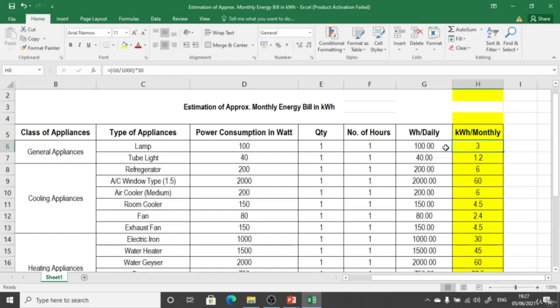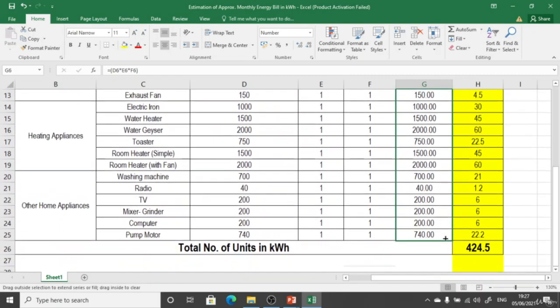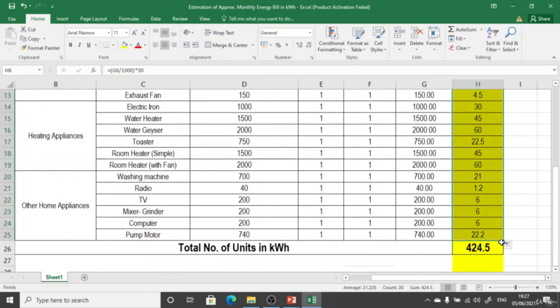It shows that when a lamp is running for 1 hour daily, it consumes 3 kilowatt hour of units on a monthly basis. If we change the working hours to 5 over here, it shows 500 watt hour daily, and monthly it will consume 15 units. Once we have taken these values, simply pull this particular cell so the formula is applied for all cells over here. Similarly, pull this cell also.